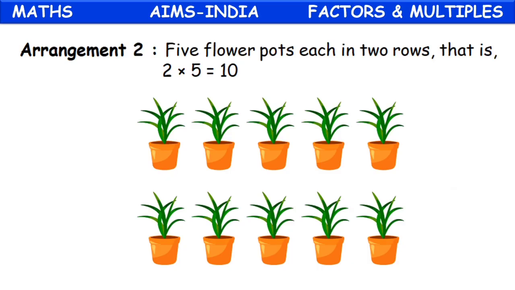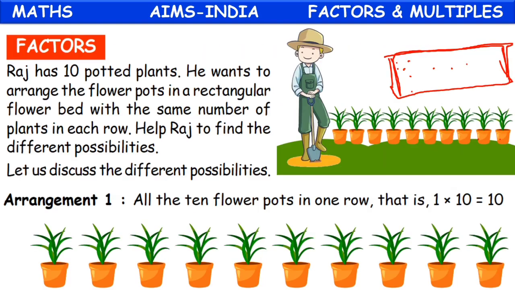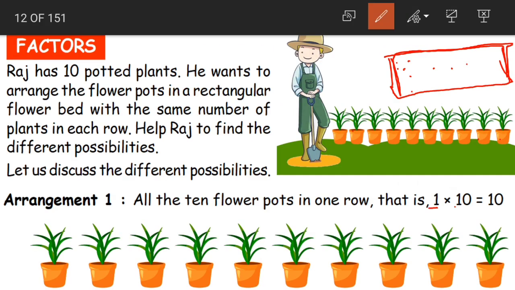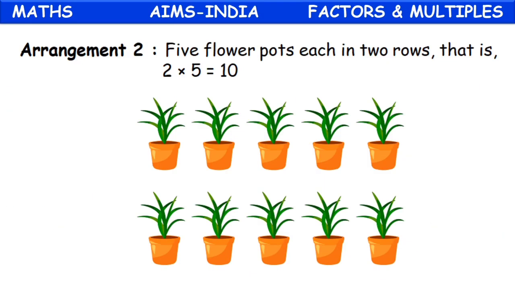Next, another possibility. So here in one row, 1 tens are 10. One row, and in each row we are having 10. We are having one row, and in that row we are having 10 pots. Yes, so 1 tens are 10.